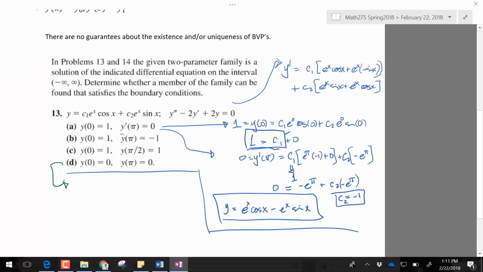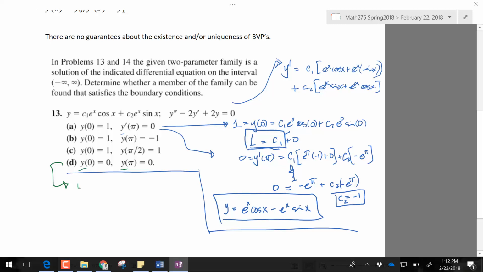Let's do D. I'm trying to find one that's not going to work. Let's see if this one works or not. Does not work. Let's try. So this one is just y's, so we don't have to take the derivatives. Or we already have the derivative, but we don't have to mess with it. So these just look at the original functions.